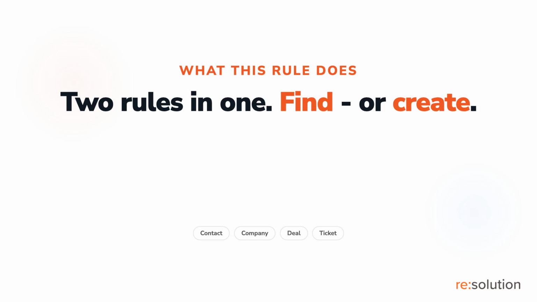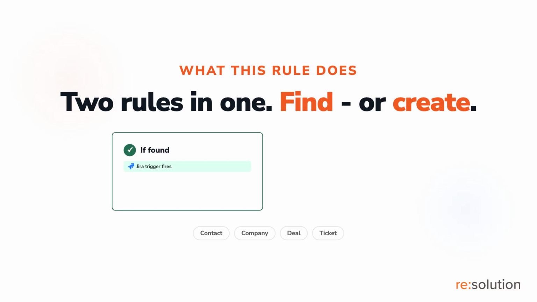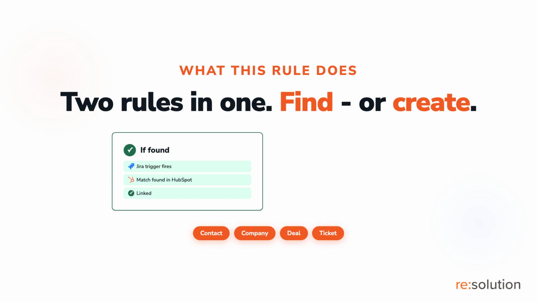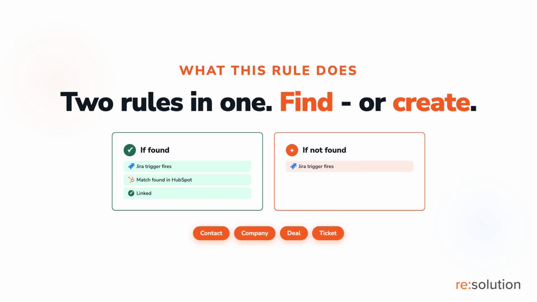When something happens in Jira, the app goes into HubSpot and searches for an existing object, a contact, company, deal, or ticket. If the object is found, it links it to the Jira work item. But if the object doesn't exist in HubSpot, the rule will go ahead and create it and then link it.